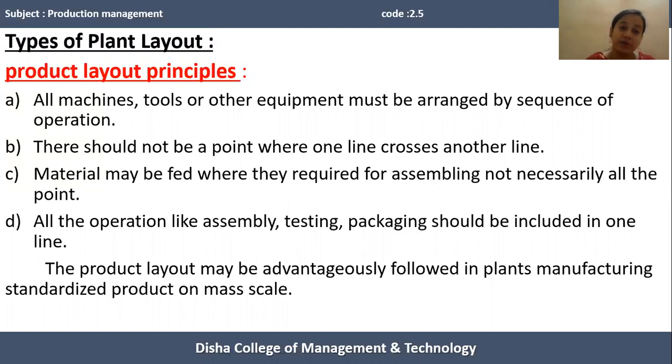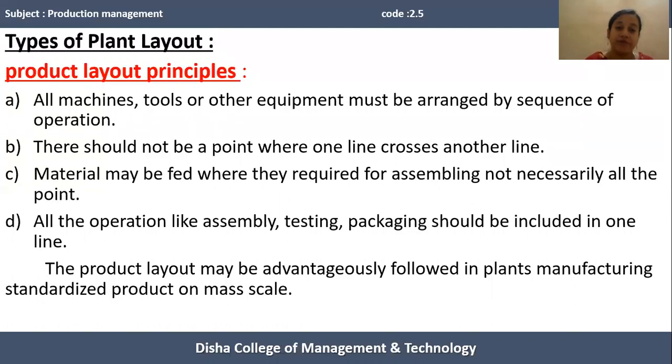Next, there should not be a point where one line crosses another line. Means every machine, or every process, should be arranged in a straight line manner. There is no concept of crossing. The product should be manufactured in a straight line manner.